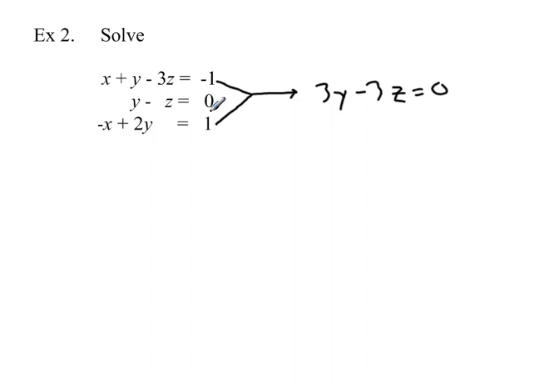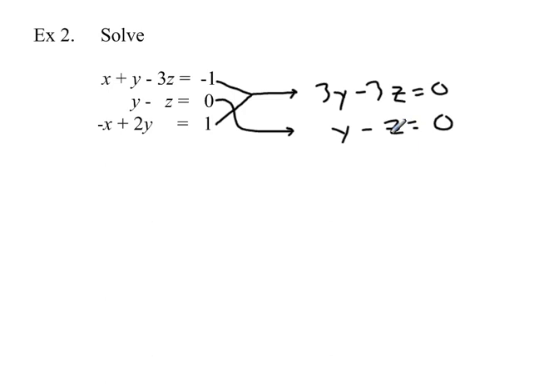Now the nice thing about this particular problem is that the second equation already has the x's eliminated. That gives me y minus z equals 0. And now we have two equations, two variables, y and z, so now we can solve for y and z.